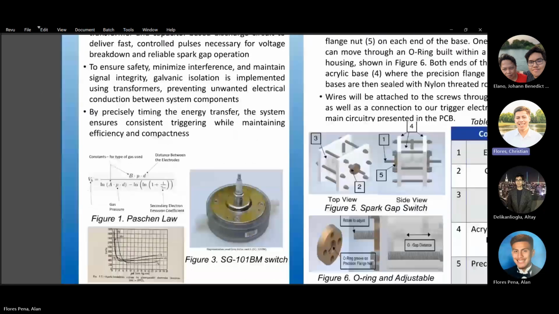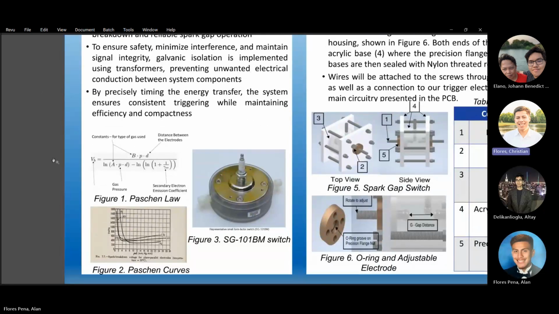To ensure safety, minimize interference, and maintain signal integrity, galvanic isolation is implemented using transformers, preventing unwanted electrical conduction between system components, specifically between our high voltage and our low voltage components. By precisely timing the energy transfer, the system ensures consistent triggering while maintaining efficiency and compactness.